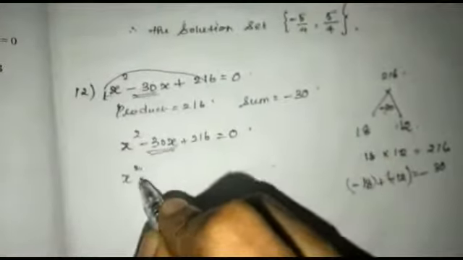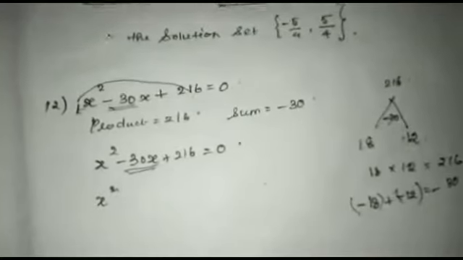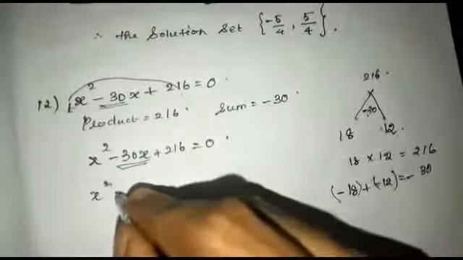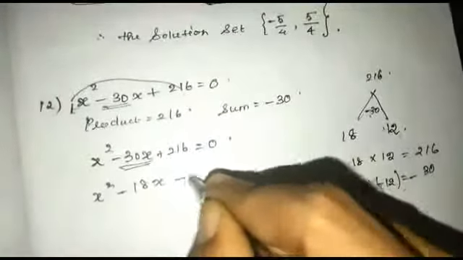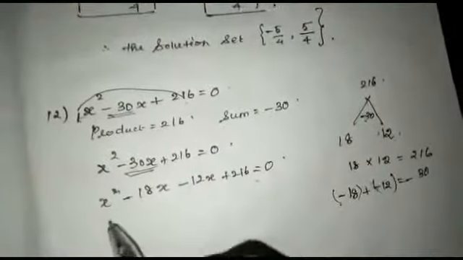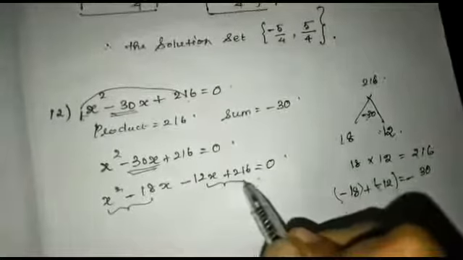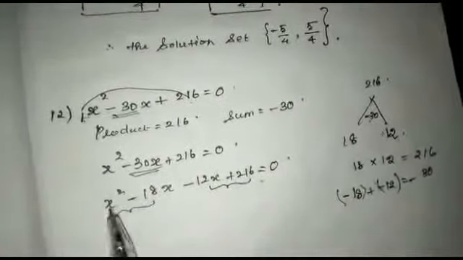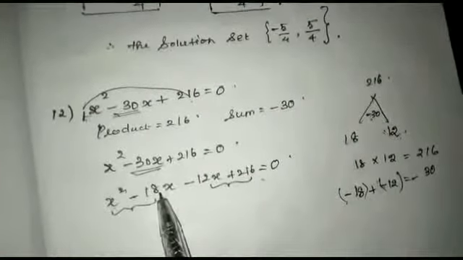Split the middle term. x square, one factor is minus 18x, right? One factor is minus 18x. Another factor is minus 12x plus 216 is equal to 0. And now you just group the first two and the next two. And what is the common factor in the first two we want to take out?